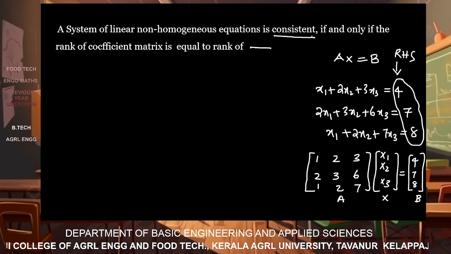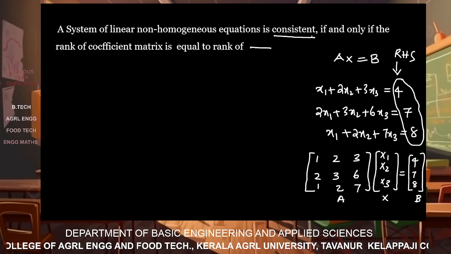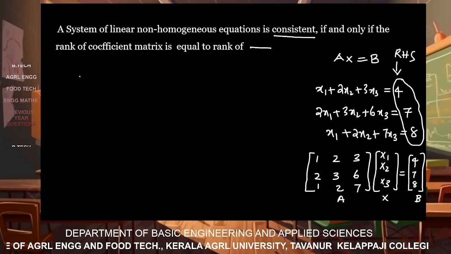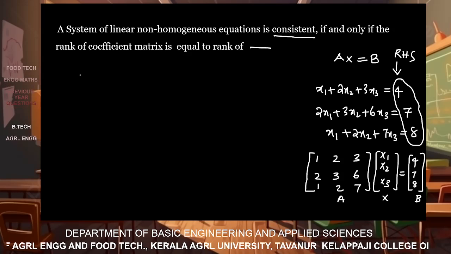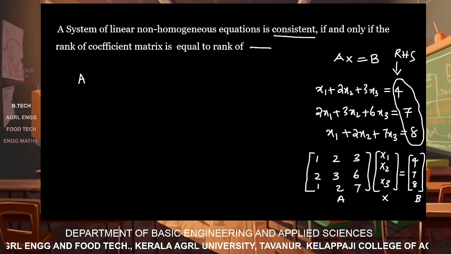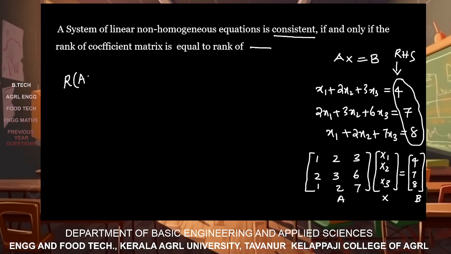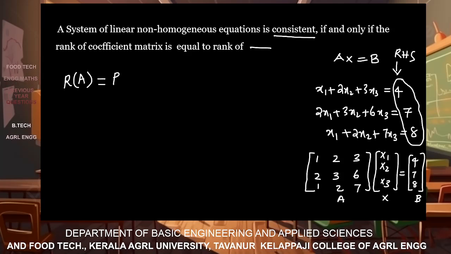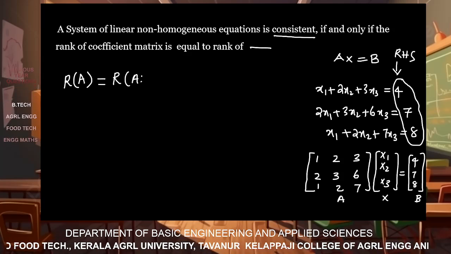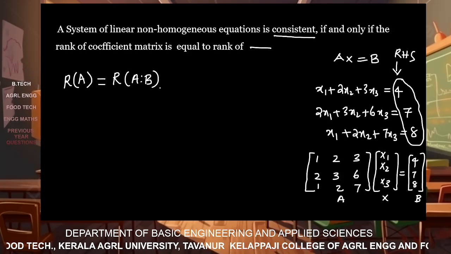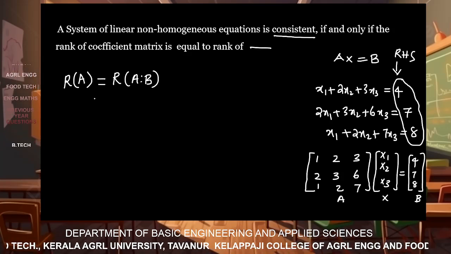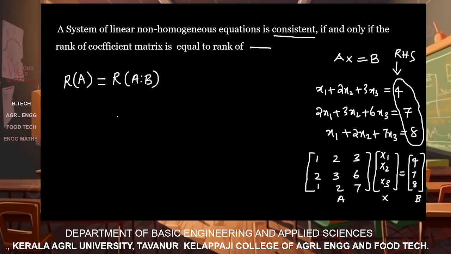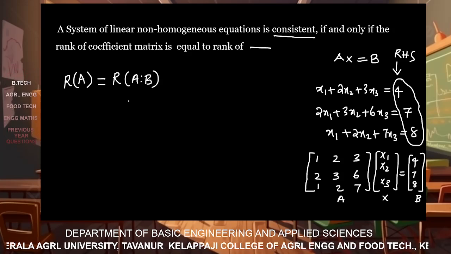The question is when it is consistent. The rule says that the rank of the coefficient matrix, which is A, denoted by R of A, is equal to R of AB, known as the augmented matrix. Rank of A equal to rank of AB, where AB is known as the augmented matrix. It is actually quite simple to form this matrix.